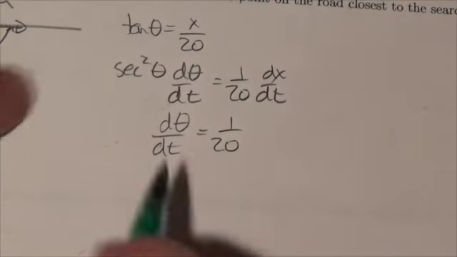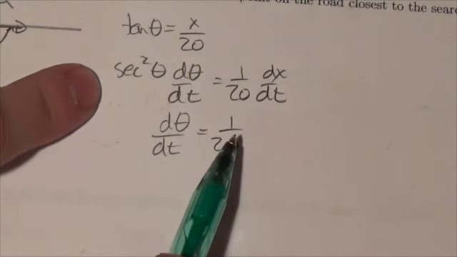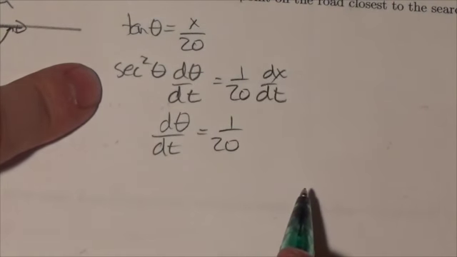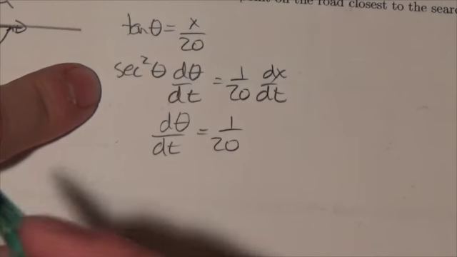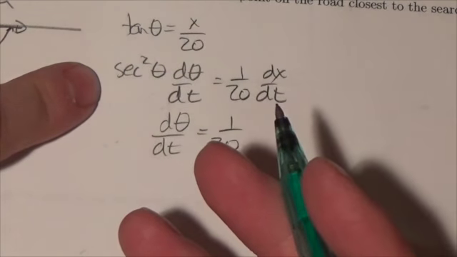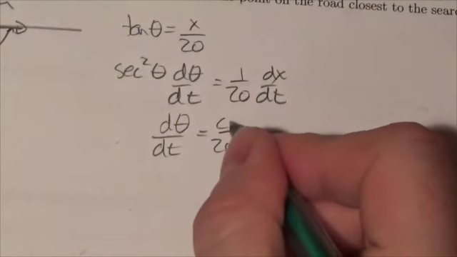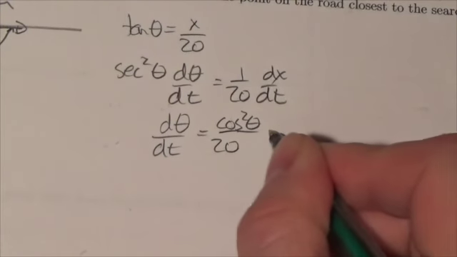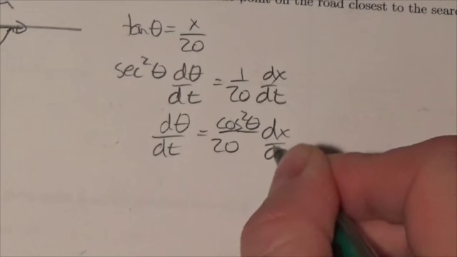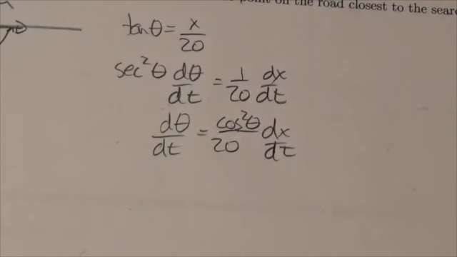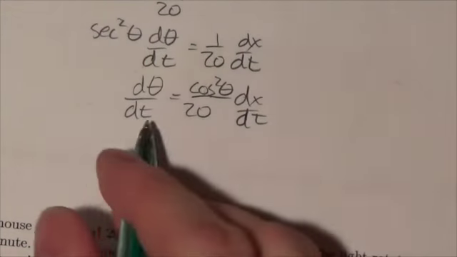Now, something kind of weird happens here. I'm going to divide by that secant squared, so secant squared is going to end up in the denominator. But secant is the reciprocal of cosine, so really what that's going to do is push the cosine squared of theta into the numerator. Now I've got to solve for d theta/dt.